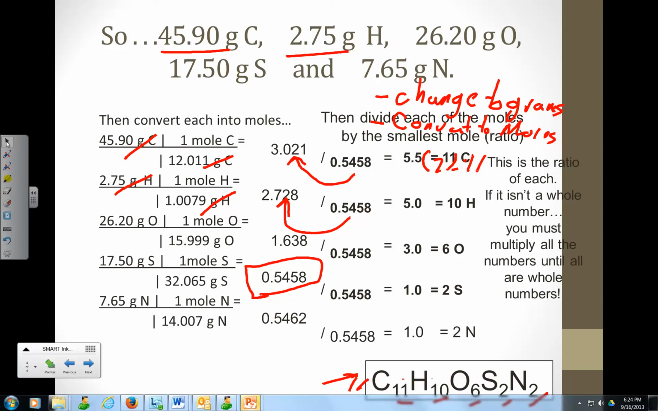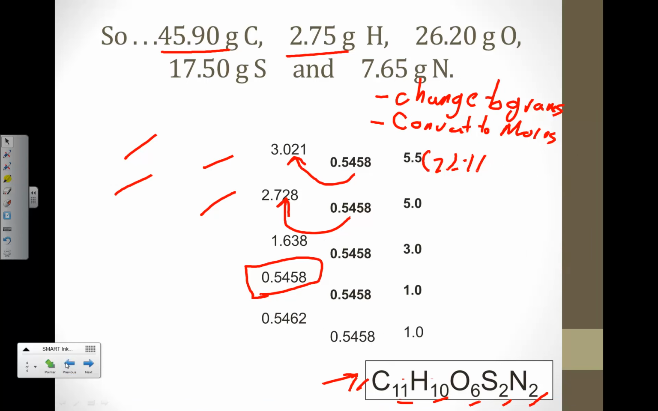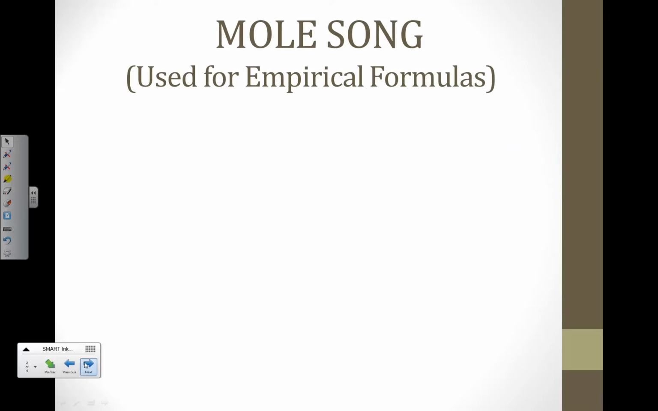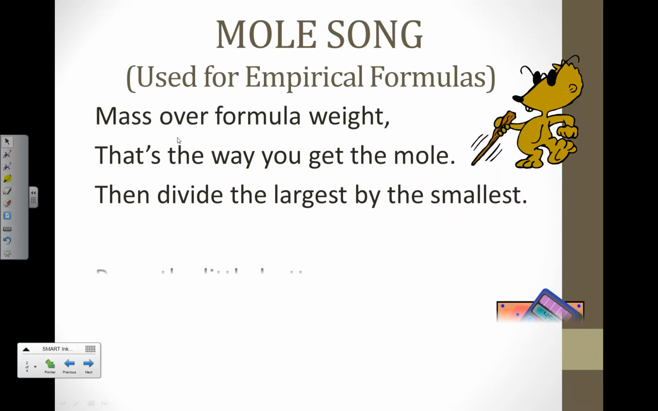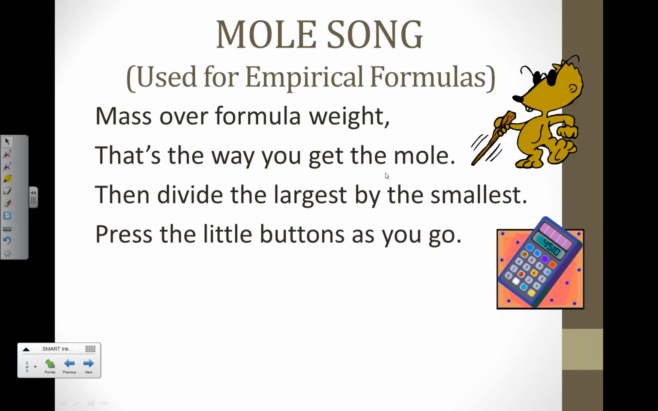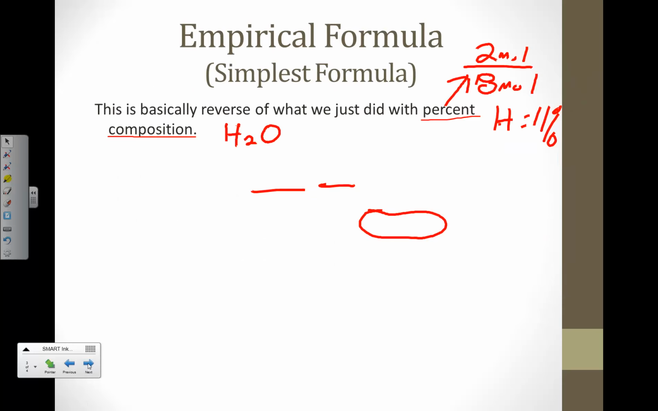Okay, empirical formulas, not tremendously hard. If you just remember: change to grams, change to moles, divide by the smallest one. If we look back here at our song, hopefully now it makes sense. The mass over the formula weight, we did that to change to moles. That's how you get the mole. Then divide the largest by the smallest number of moles. Press the little buttons as you go. Multiply it till it's whole. Fantastic song. Okay, that takes care of the empirical formula.